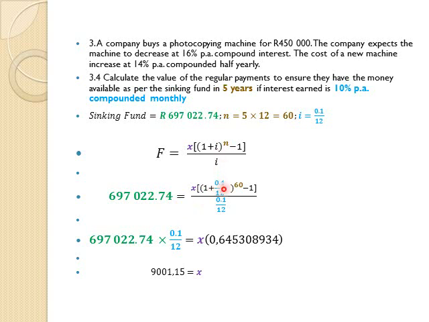F is 697,022.74, I is 0.1 over 12, n is 60. Cross multiply, that there, 1 plus 0.1 over 12 to the power 60 minus 1, gives me 0.64530894. This value here divided by that then gives me 9,001 rand 15 cents.